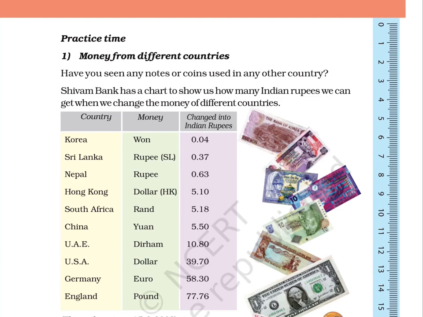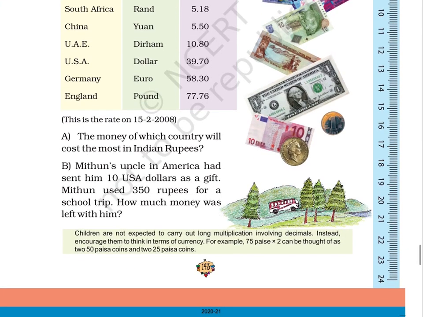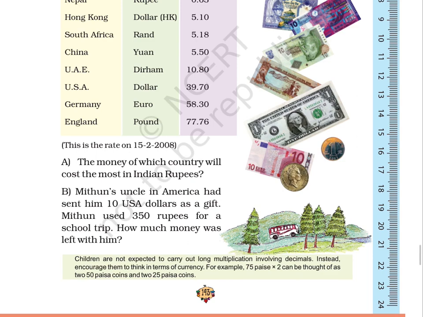UAE, dirham, 10.80. USA, dollar, 39.70. Germany, Euro, 58.30. England, Pound, 77.76. This is the rate on 15th February 2008.